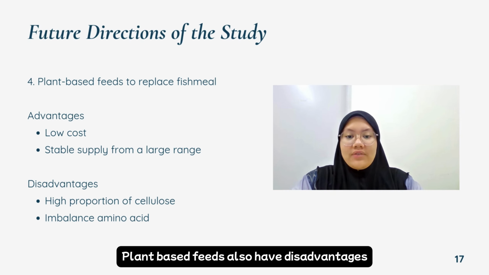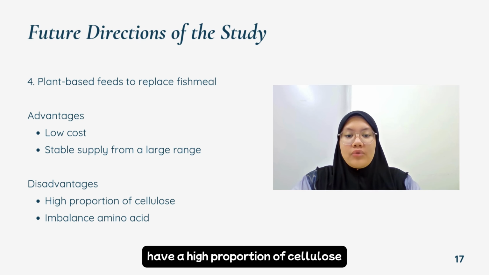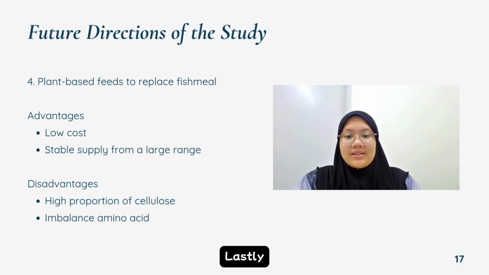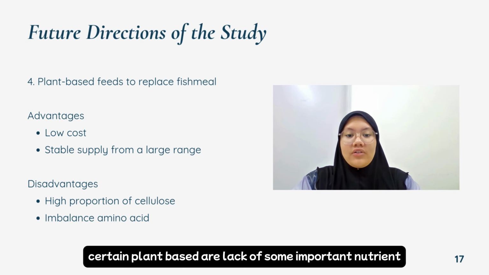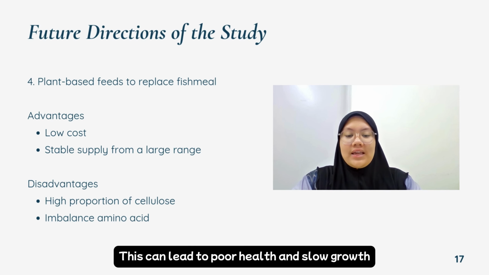Plant-based feeds also have disadvantages, such as being hard to digest. Plant-based ingredients have a high proportion of cellulose, which is indigestible for many fish species. This will reduce nutrient digestibility and feed conversion, leading to a slower growth rate. Lastly, certain plant-based feeds lack some important nutrients such as amino acids, which makes them imbalanced. This can lead to poor health and slow growth.